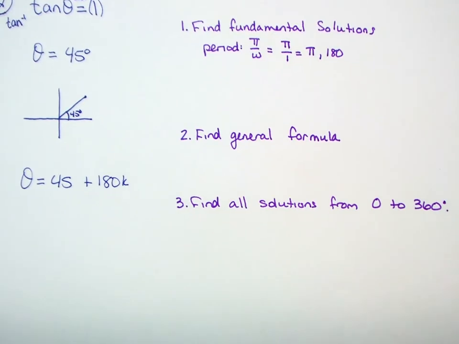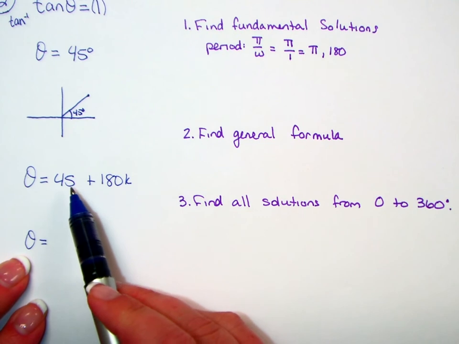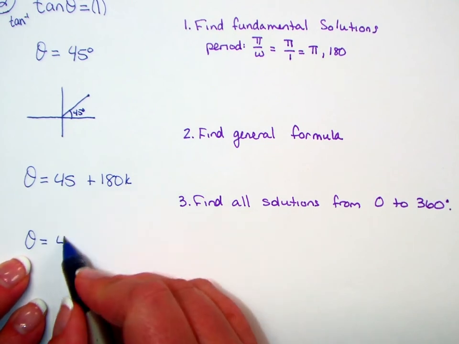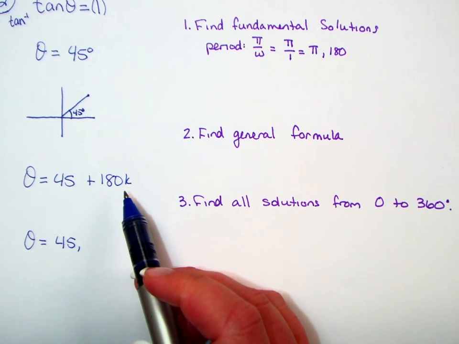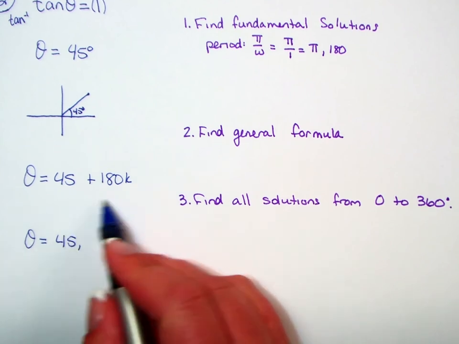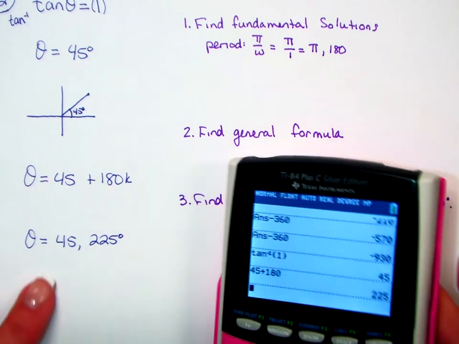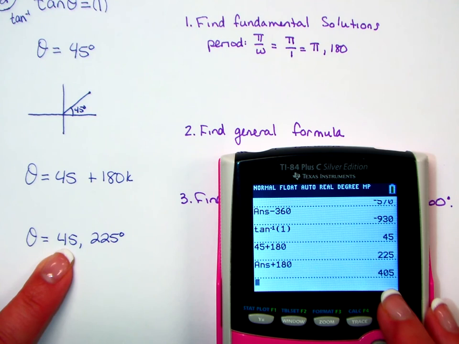All right, so if we find all the solutions from 0 to 360, that's just a matter of rotating. We can use our k values here. 45 is one of the solutions, and then if I add 180k to that, 45 plus 180, is that less than 360? Yes, it is. So if I add 180k, I'm going to get 225 degrees. Now, if I add 180 again, then I get 405 degrees.